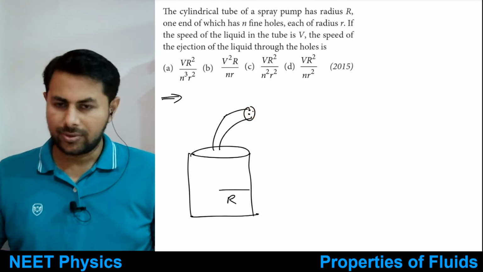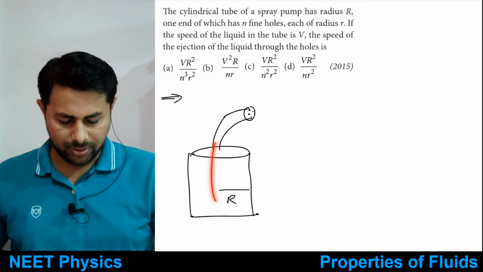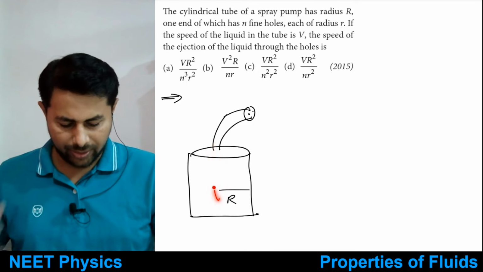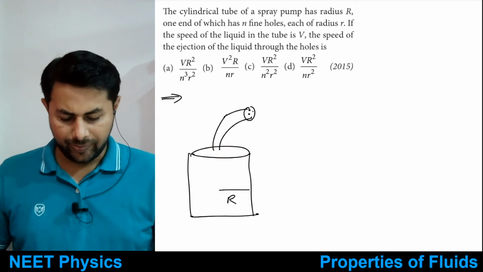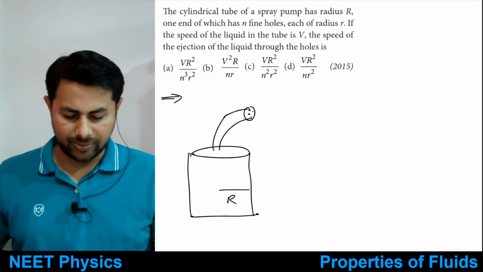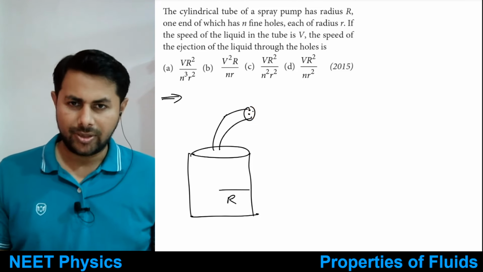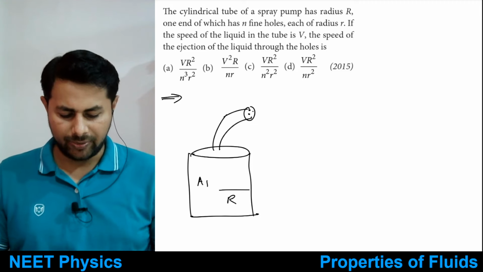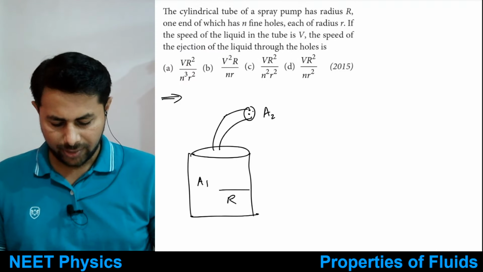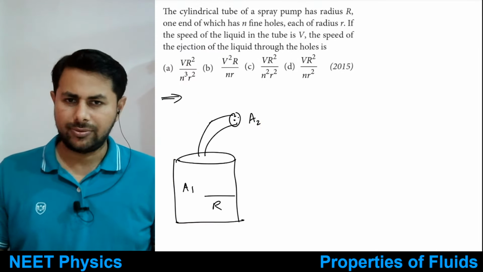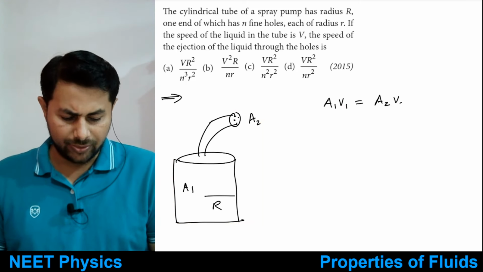Okay, so now see here the speed. Your liquid goes up from here with speed v, suppose. It comes out from here with some speed, that speed we want to find out. So it is based on the equation of continuity, right? So area here is suppose A1, area here is suppose A2. So what you can say is A1 V1 is equal to A2 V2. Okay, so A1 V1 is equal to A2 V2.